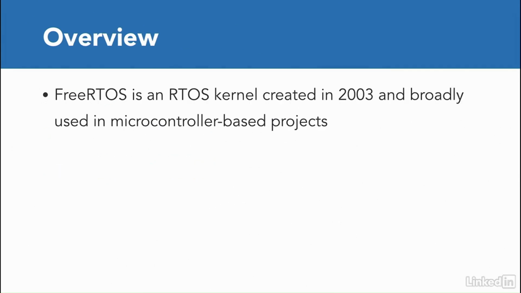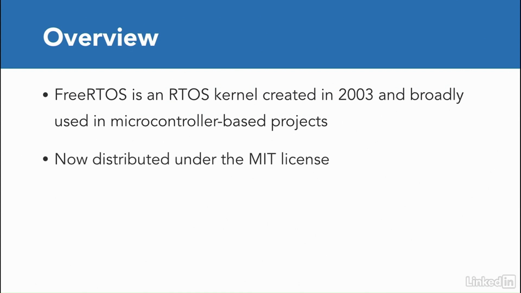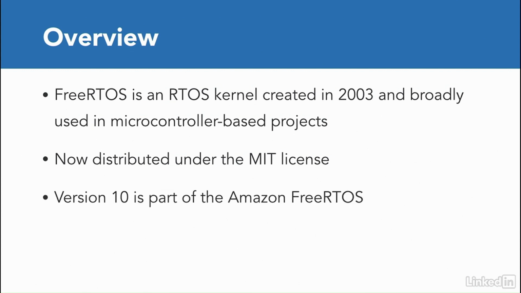FreeRTOS was created by Richard Barry in 2003. It's been broadly used in microcontroller-based embedded devices. It had been released under a permissive license and now is released under the permissive MIT license, meaning that you are free to use it in commercial products without exposing your proprietary source code. The FreeRTOS kernel version 10 has become part of Amazon FreeRTOS, meaning it's supported by the Amazon AWS ecosystem, which can be utilized for your connected solutions.